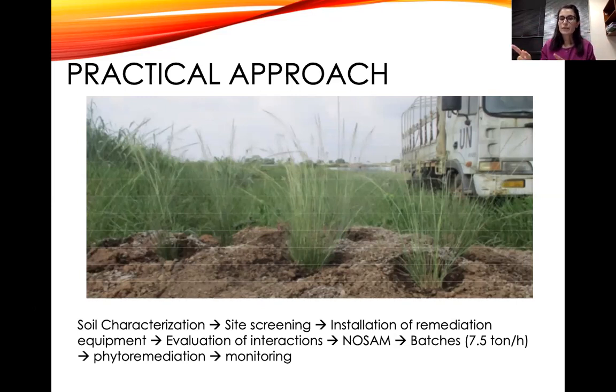And then they did it in batches. Of course, the concrete mixer could only take a certain amount, so they did it in batches. Then they used the microorganisms that were acclimatized in the batches to follow, and then recovered the soil. After that, they practiced phytoremediation, where they put the local grass onto the soil, and then they had to monitor it for several years.